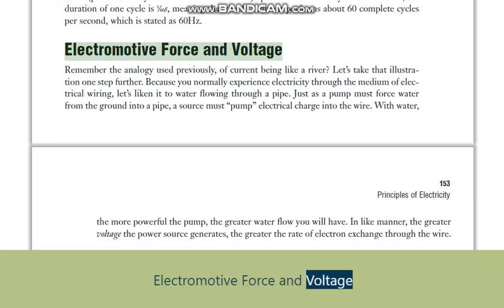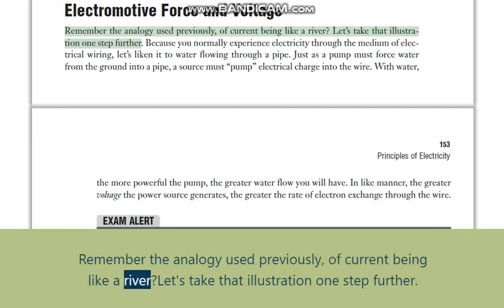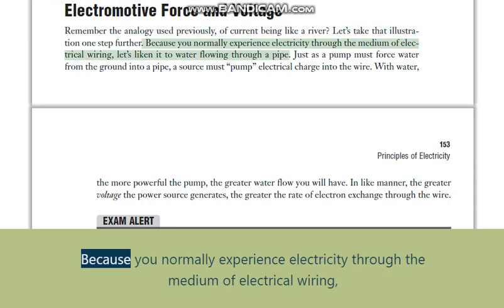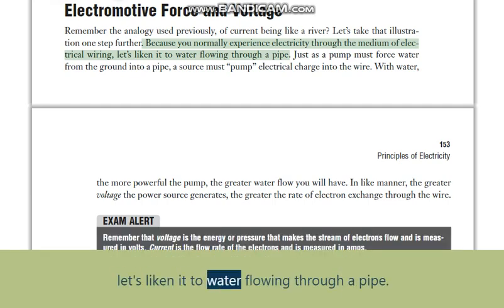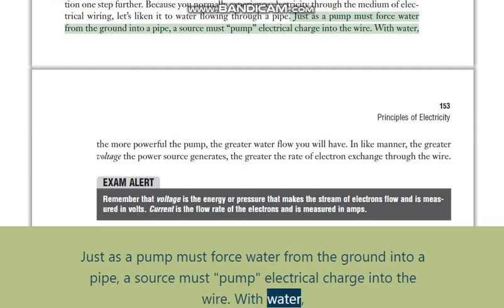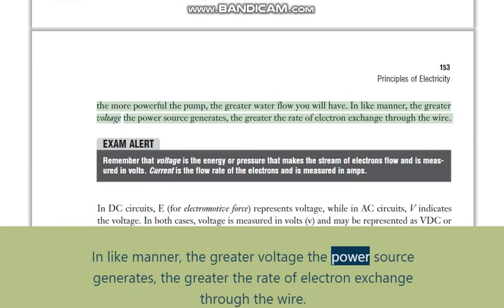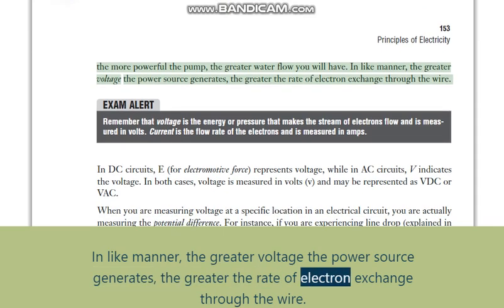Electromotive force and voltage. Remember the analogy used previously, of current being like a river. Let's take that illustration one step further. Because you normally experience electricity through the medium of electrical wiring, let's liken it to water flowing through a pipe. Just as a pump must force water from the ground into a pipe, a source must pump electrical charge into the wire. With water, the more powerful the pump, the greater water flow you will have. In like manner, the greater voltage the power source generates, the greater the rate of electron exchange through the wire.